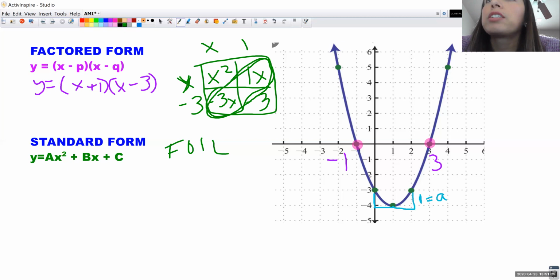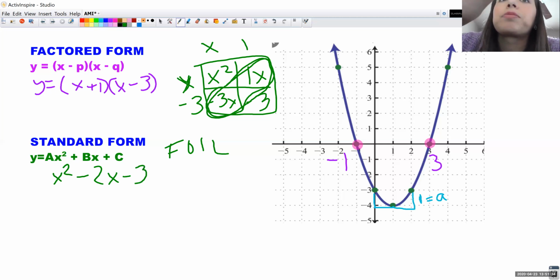-3x plus 1x is -2x. You put the x squared in the beginning, you put -3 at the end, and the y equals goes in front.